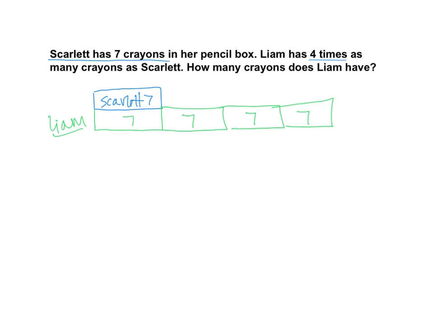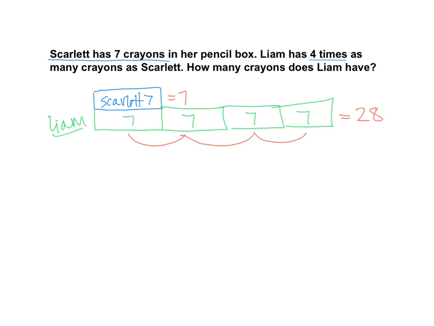4 times. If I was to skip count by 7, 7 and 7 is 14, plus 7 is 21, plus 7 is 28. So Liam has 28 crayons. What would the number model be for this?